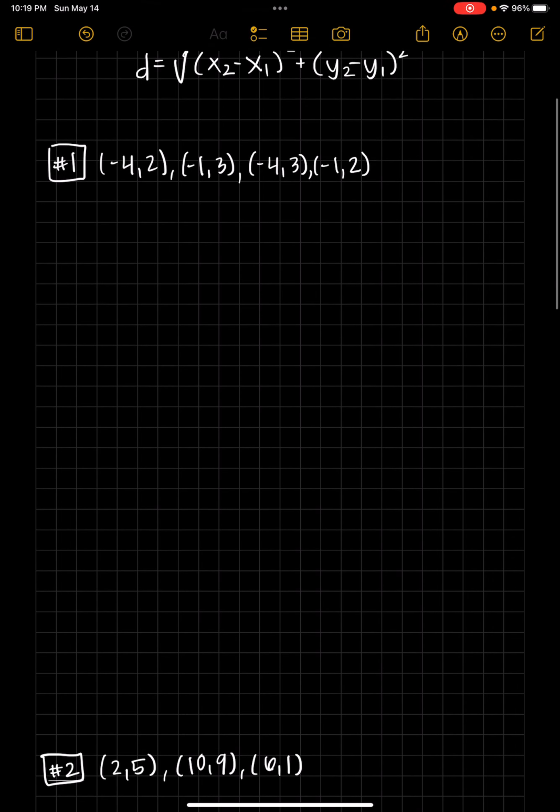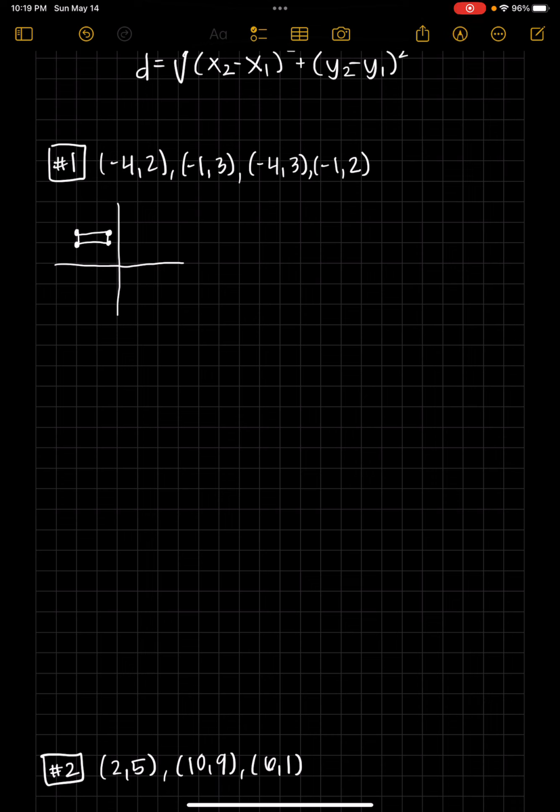This first example has these 4 points: (-4, 2), (-1, 3), (-4, 3), and (-1, 2). The easiest thing to do, just so that you can visualize it a little bit, is to graph it first. If you don't like graphing beforehand, or if you don't feel like it's helpful, you definitely don't have to do it, but I think it's helpful. So (-4, 2) would be right there, (-1, 3) right there, (-4, 3), and then (-1, 2). Okay, it's like a little rectangle, a baby rectangle.